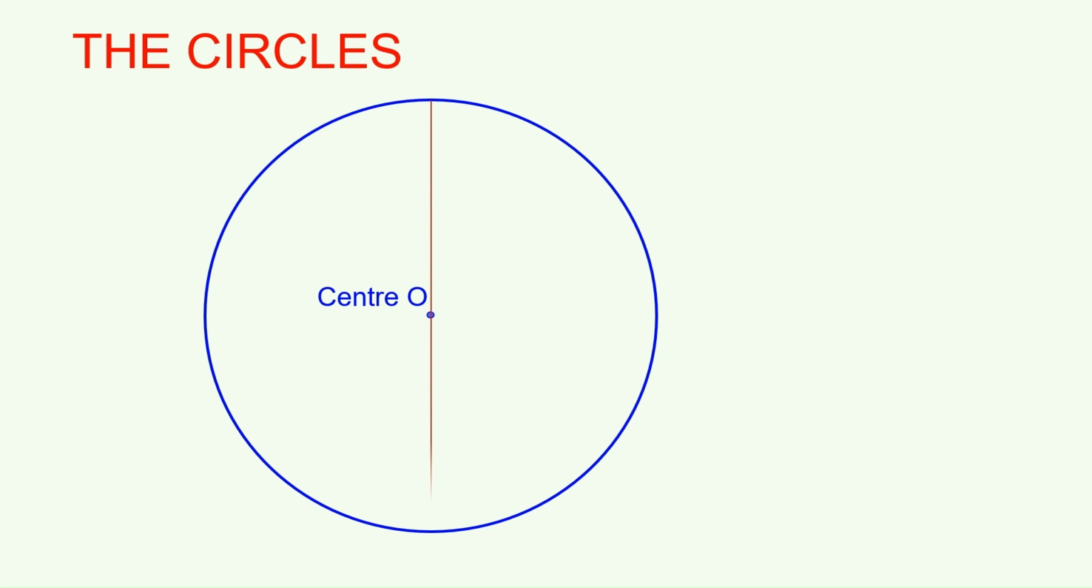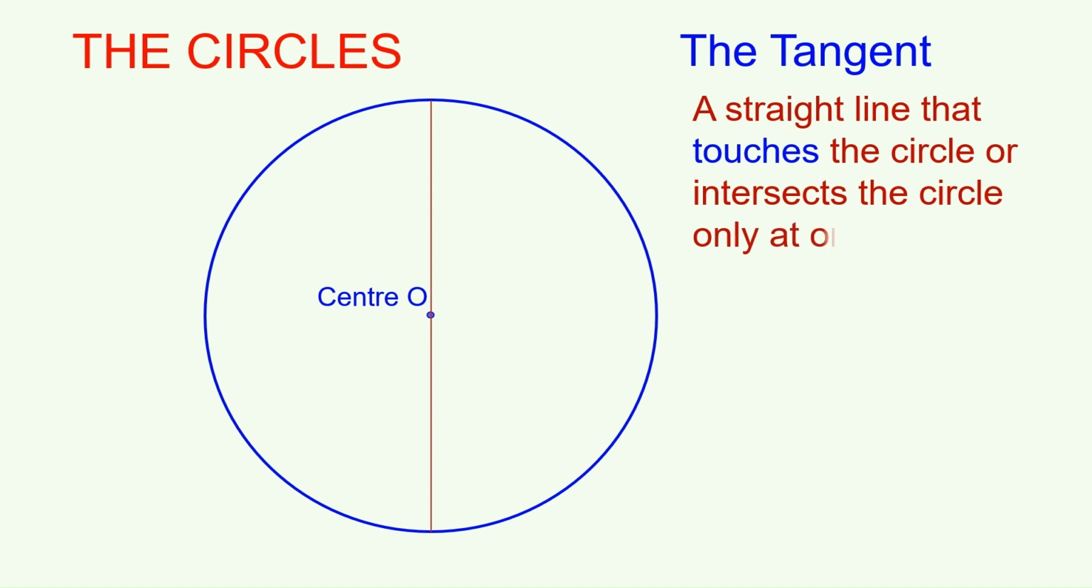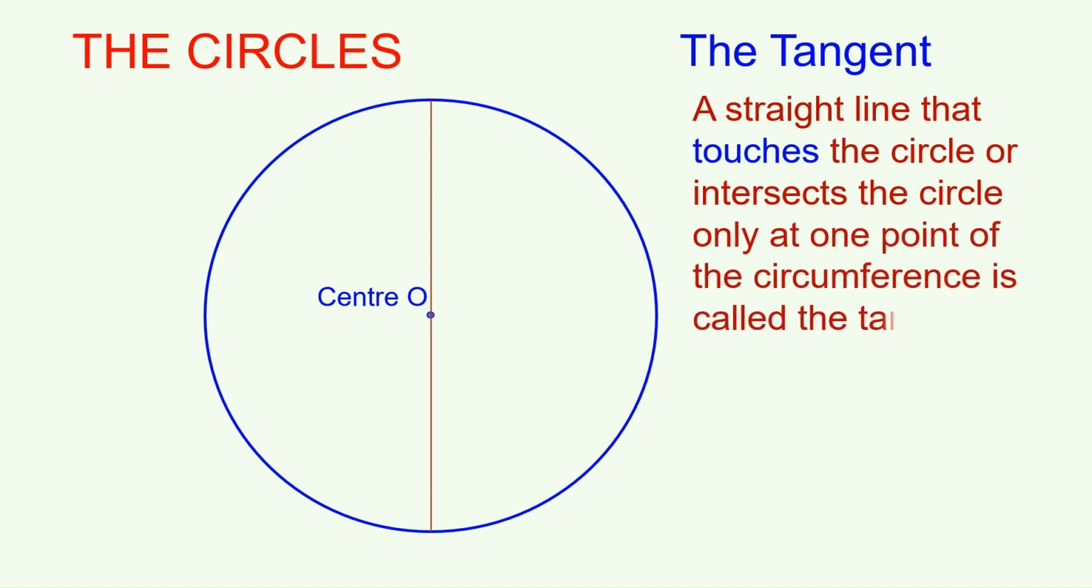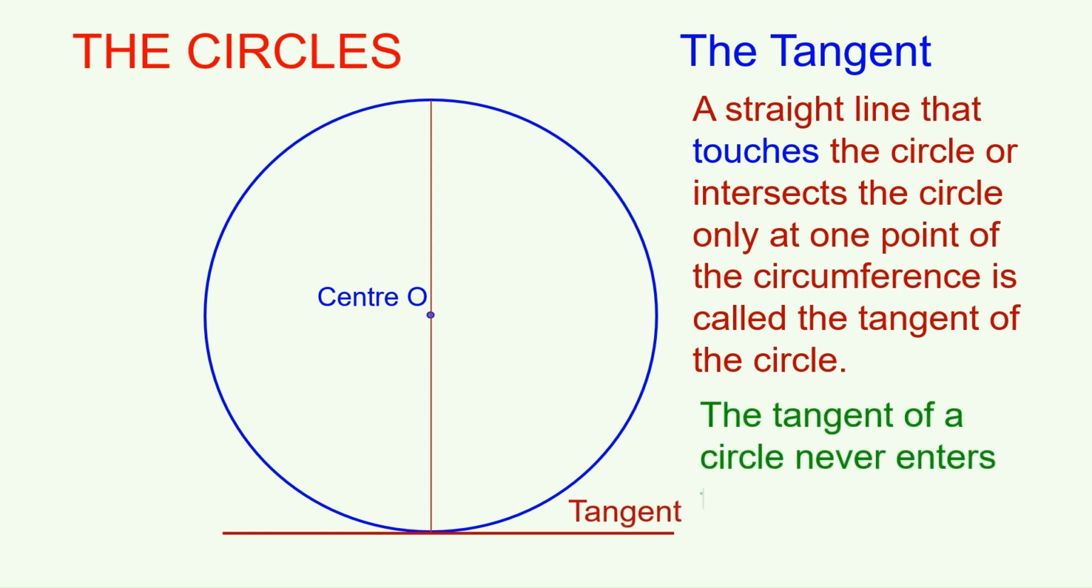The circles, the tangent, a straight line that touches the circle, intersects the circle only at one point of the circumference, is called the tangent of the circle. The tangent of a circle never enters the inside the circle.